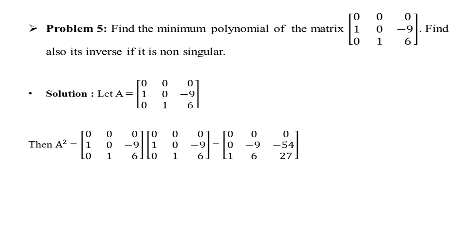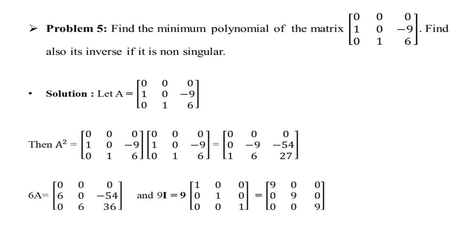Now we find out both 6A and 9I. We have 6A obtained by multiplying all the elements of A by 6. So 6A we got as 0, 0, 0, 6, 0, minus 54, 0, 6, 36, from A by multiplying all the elements by 6. Next we have 9I equal to 9 times the identity matrix 1 0 0, 0 1 0, 0 0 1, that is 9 0 0, 0 9 0, 0 0 9.